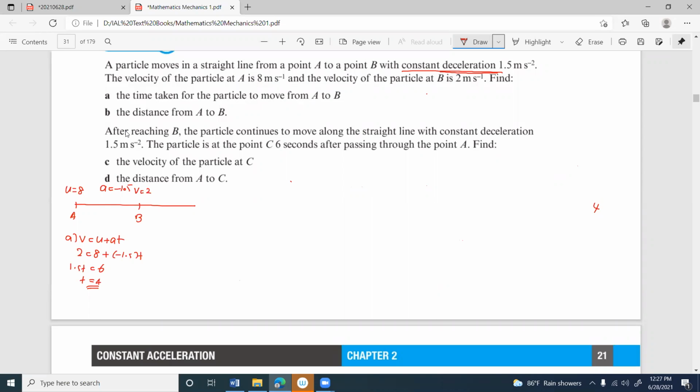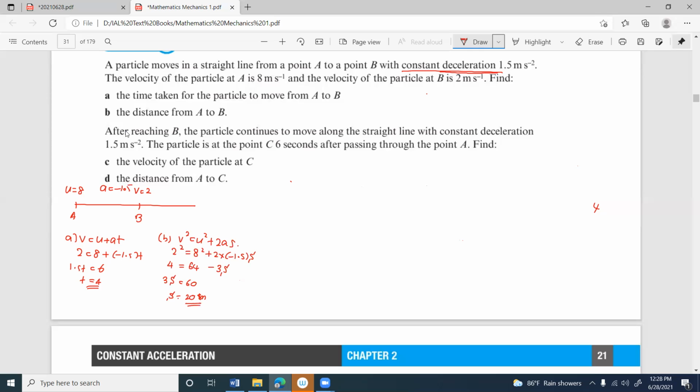Right. Then the next one, part B, is the distance from A to B. Then we know U, V, A, and S. So we can apply V squared equals U squared plus 2AS, because we know V, U, A, and we need to find S. So it turns out 2 squared is equal to 8 squared plus 2 times minus 1.5 S. So it turns out to 4 equals 64 minus 3S. Therefore, 3S is equal to 60. Therefore, S becomes 20 meters. That's the answer for that.